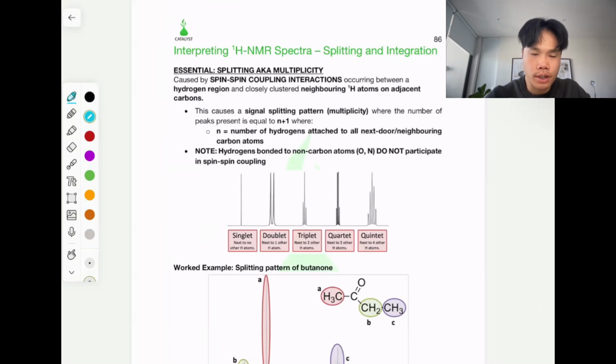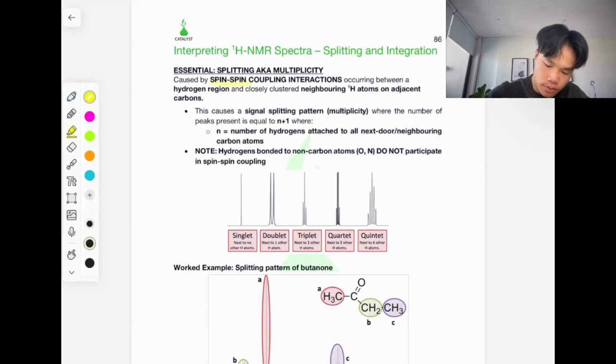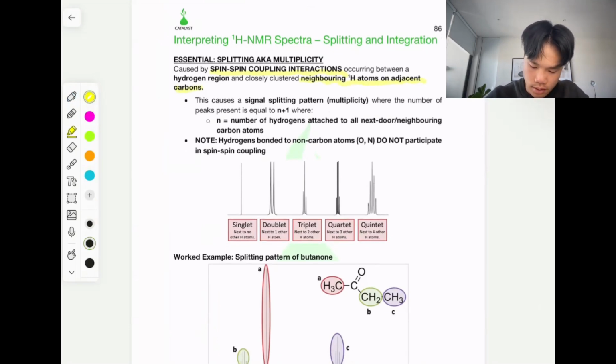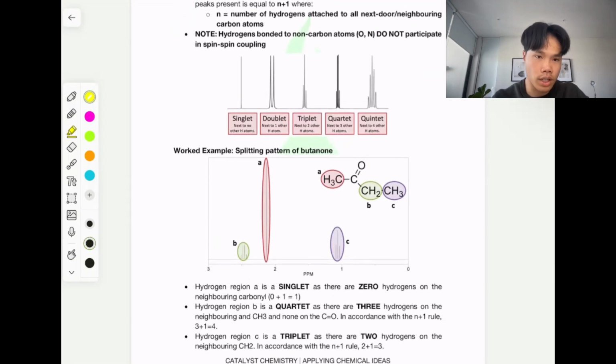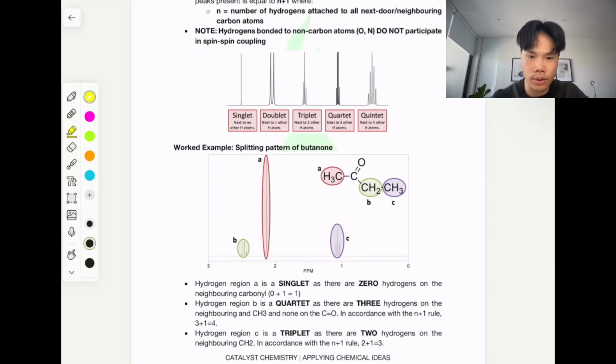Splitting occurs because of spin-spin coupling, which is due to the interactions between neighboring hydrogen atoms on adjacent carbons. And the splitting pattern follows the n+1 rule, where n is the number of hydrogens attached to all next-door neighboring carbon atoms. Then the 1 is just added onto that to find the number of splits. So you can have singlets, doublets, triplets, quartets, quintets, and so on.